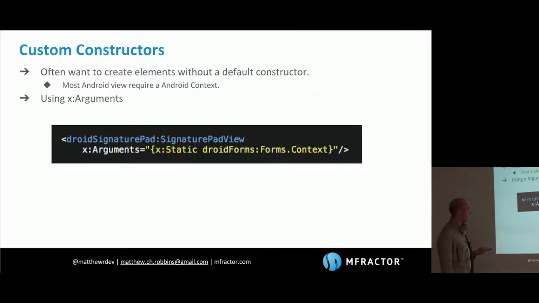So based on that previous example, the signature pad view does not have a default constructor. We cannot create it if we don't use the context constructor. So in this case, we need to use an x:Static expression to grab out the global Xamarin.Forms context and drop it in to the view constructor.